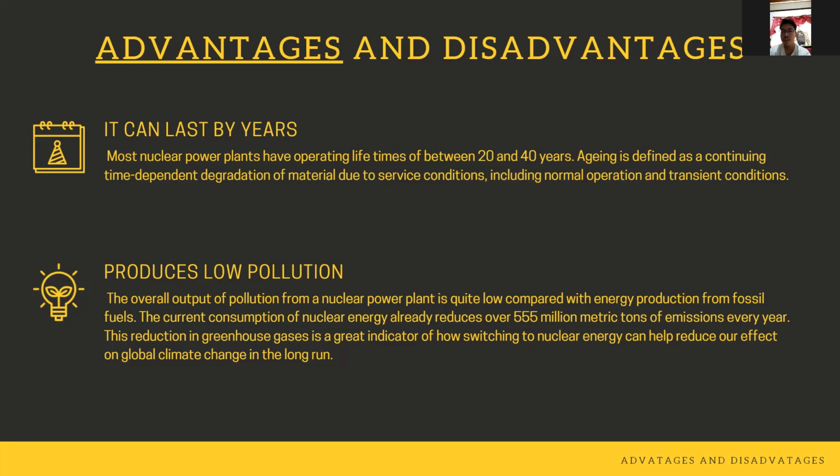Next is produces low pollution. The overall output of pollution from a nuclear power plant is quite low compared with energy production from fossil fuels. The current consumption of nuclear energy already reduces over 55 million metric tons of emissions every year. This reduction in greenhouse gases is a great indicator of how switching to nuclear energy can help reduce our effect on global climate change in the long run.